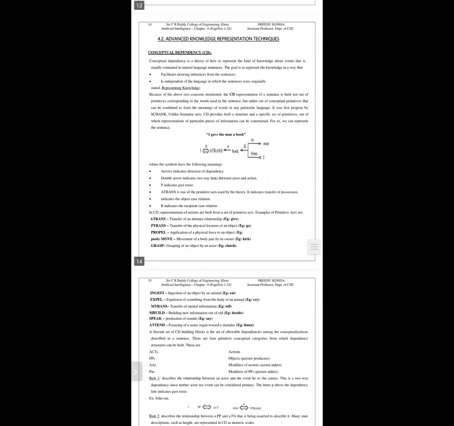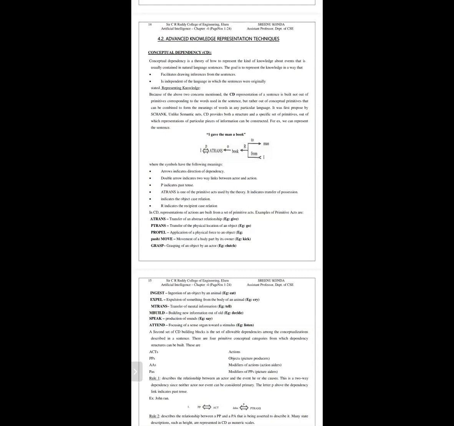So this is conceptual dependency. It is a way that facilitates drawing inferences from the sentences. And second, it is independent of the language in which the sentences were originally stated. So this is the goal of CD. Next, coming to the example, I gave the man a book.